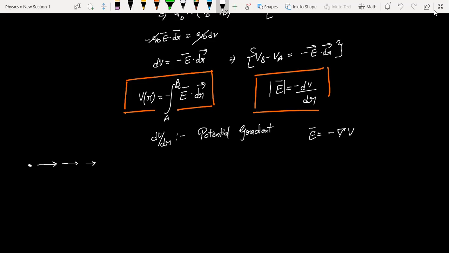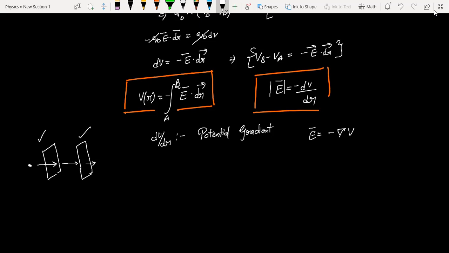So you can choose a scalar field surface or potential surface, like here and here. If you take the potential difference, at this surface the potential V is large, and at this surface the potential is less. So the electric field will take the direction where the potential decreases. So this is all about this relation.